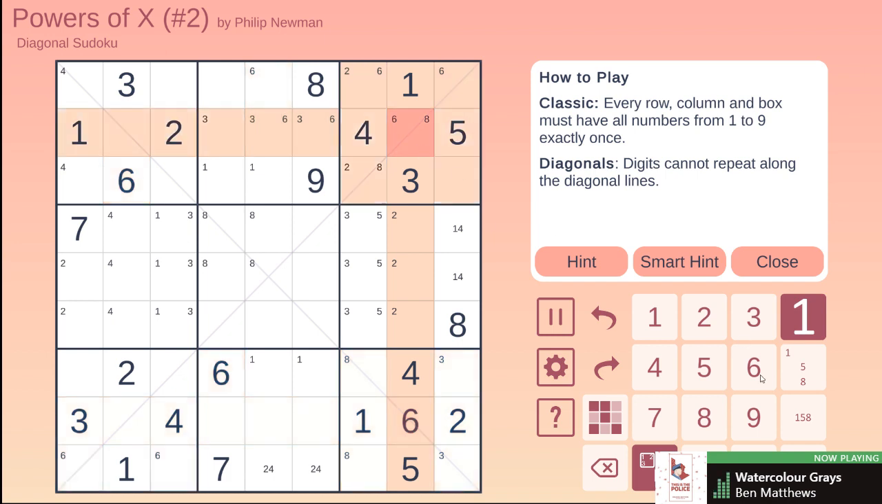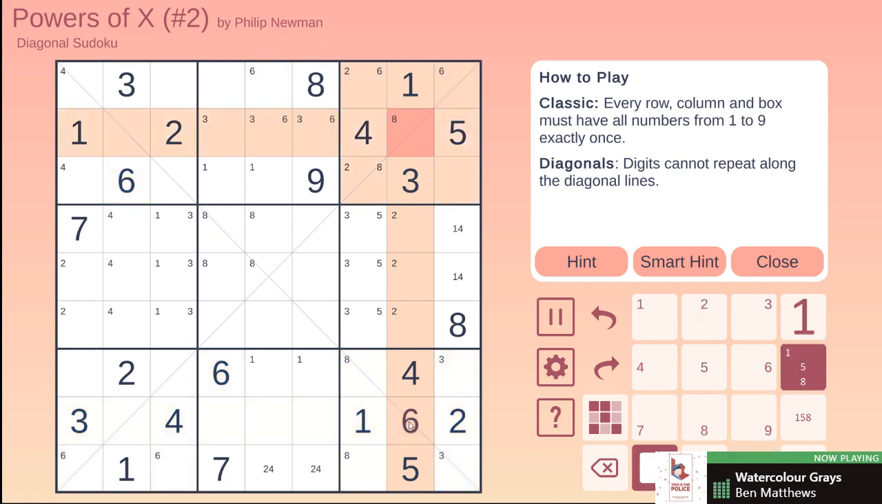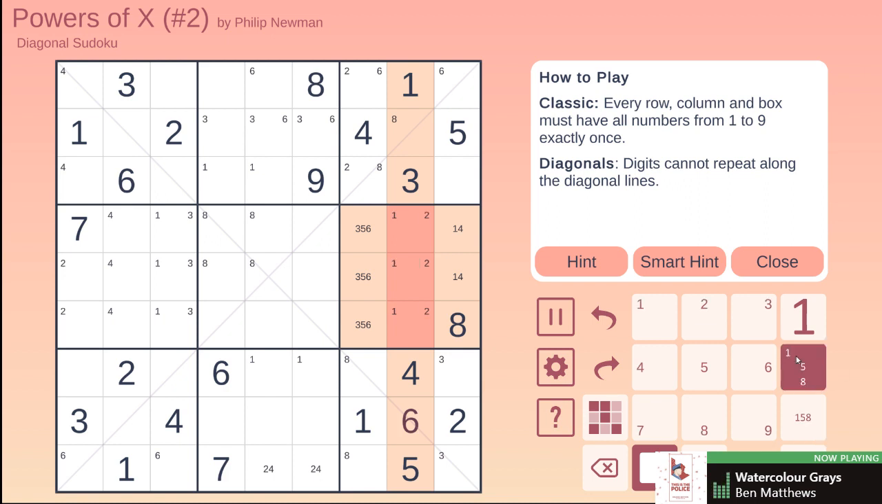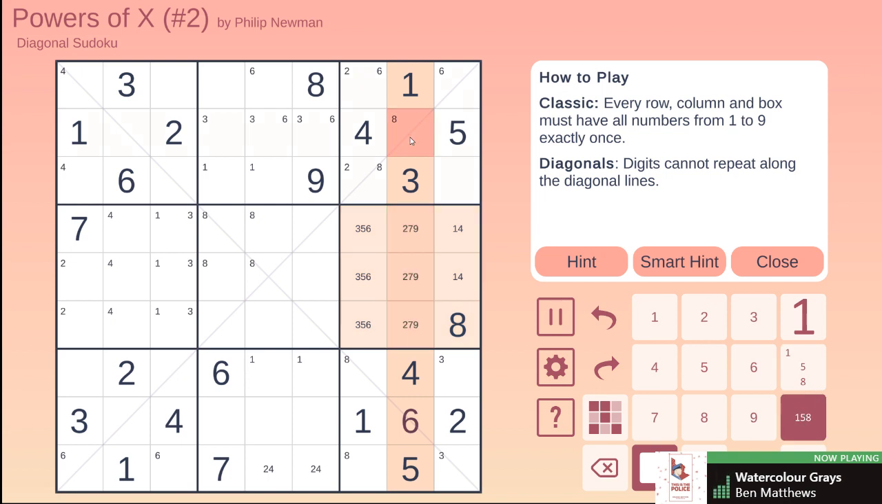Now, that 6 looks at this. Which means there has to be a 6 here. Which means this is a 356. We know this is 356. Which means we also know this is a 279. Yes. Which also tells us this digit is an 8.